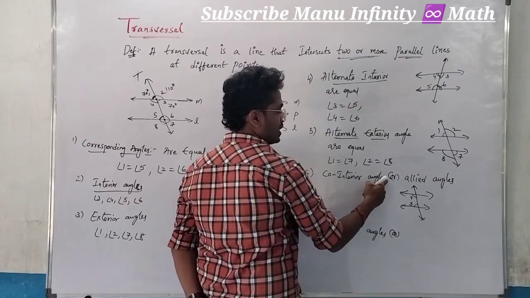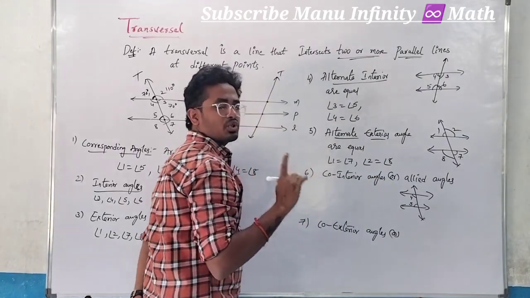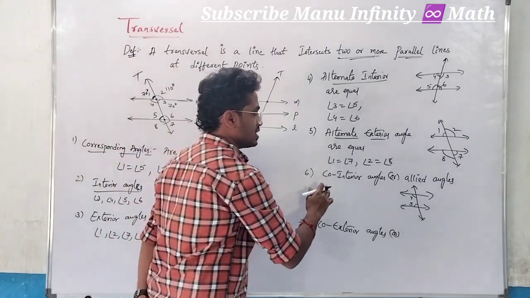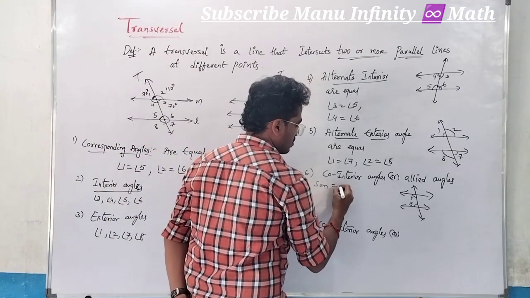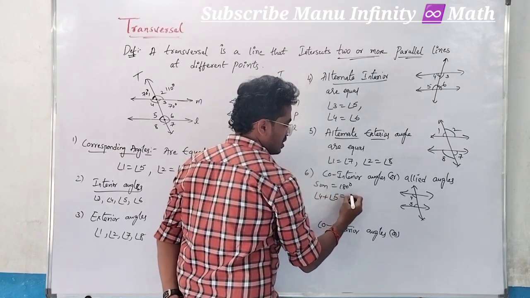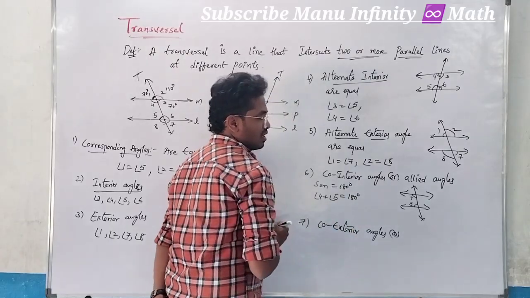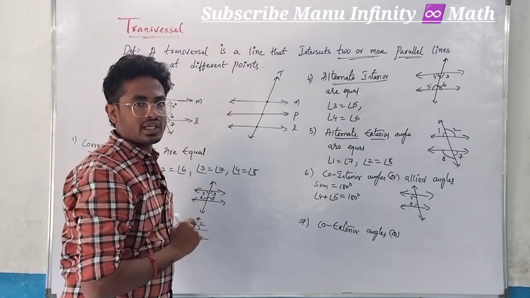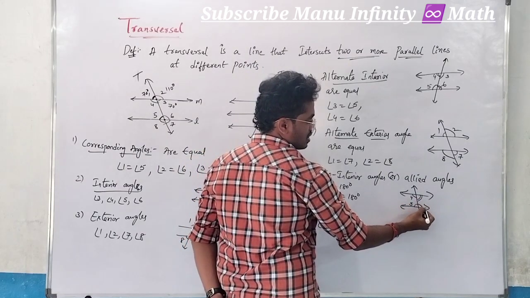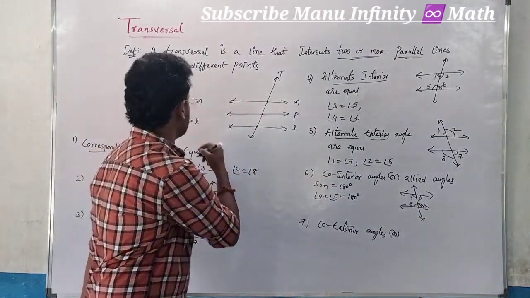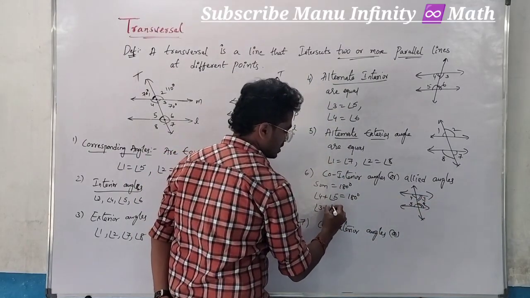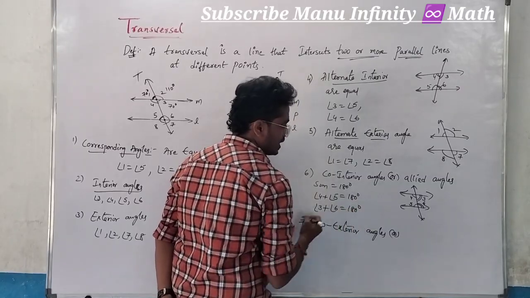So co-interior angles are allied angles, and their sum should be equal to 180 degrees. What are we saying? Co-interior angles are allied angles, sum should be equal to 180 degrees. That means angle 4 plus angle 5 is equal to 180 degrees. Compulsorily, when you add the two, it should be 180 degrees. Next, I can take these two as also co-interior angles. What are those angles? Angle 3 and 6. So once again I can write, the sum of angle 3 plus angle 6 is equal to 180 degrees.